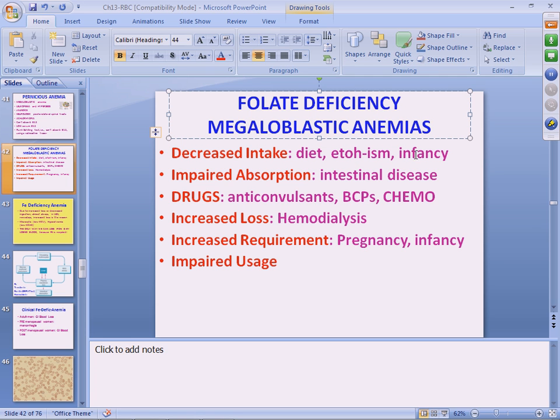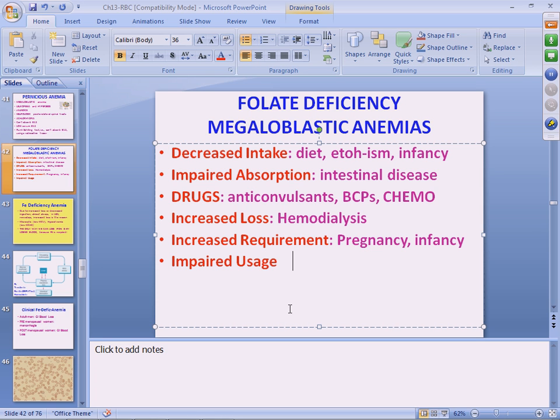You could theoretically have impaired absorption of folate as well. Some drugs, and we'll put anticonvulsants, birth control pills, and chemotherapy on the list, can interfere with proper folate metabolism and therefore cause a folate deficiency. You can lose folate during hemodialysis, and there is an increased requirement, as pregnant women need more folate than non-pregnant women because a lot of that is going to the baby. Another theoretical thing, which I did not expand on, is impaired usage, and let's not say anything about that now. Let's just call it a day.